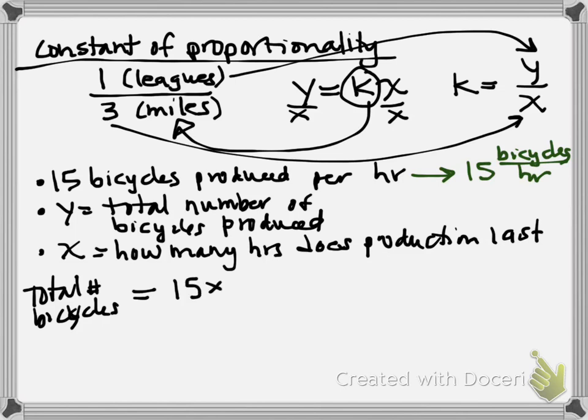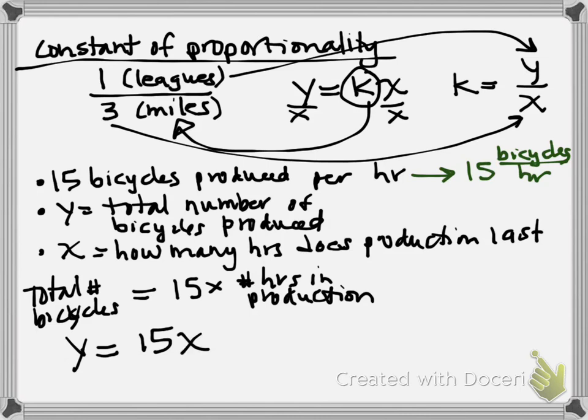So 15 times the number of hours in production. So all I need to do is replace total number of bicycles with its variable. 15 stays 15, and then I have to replace the number of hours in production with its variable, x. So thinking back to what we wrote at the top, what's another name for the 15? We talked about the constant of proportionality. Throughout this entire time when we're producing, we are always making 15 bikes every hour. That doesn't change. That's what's constant. So the 15 is the constant of proportionality.